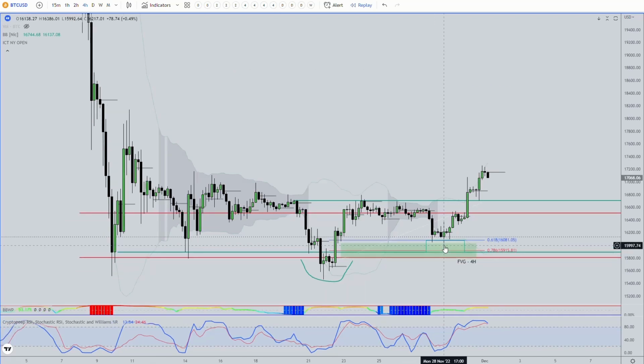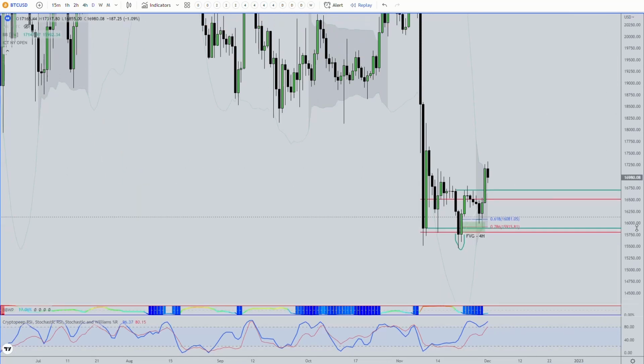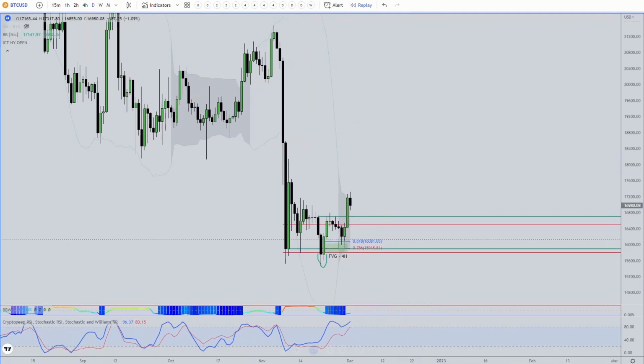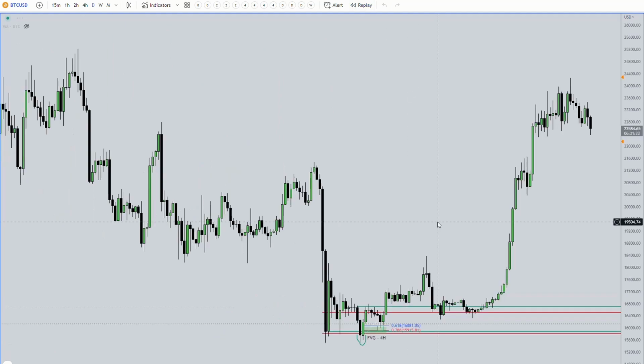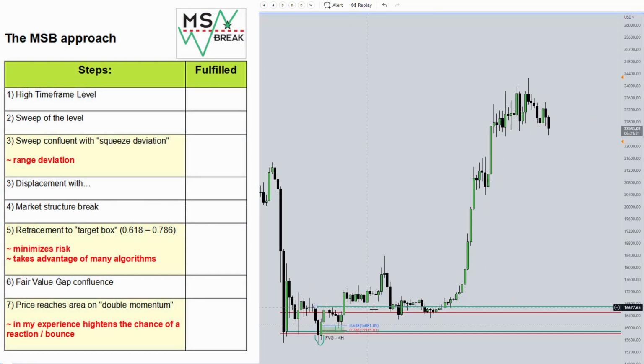So what would have happened if you had acted back then? Let's zoom out to the daily chart one more time and see. Let me show you. Back on the daily chart, you would have been inside of this move.